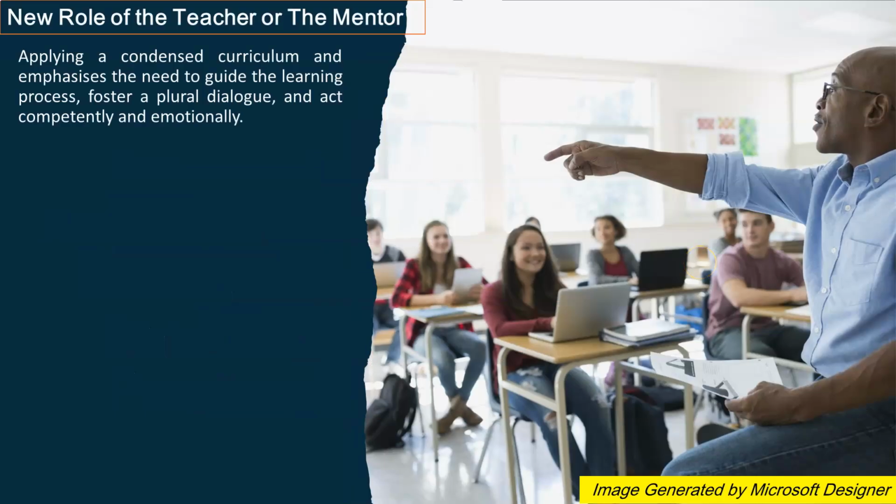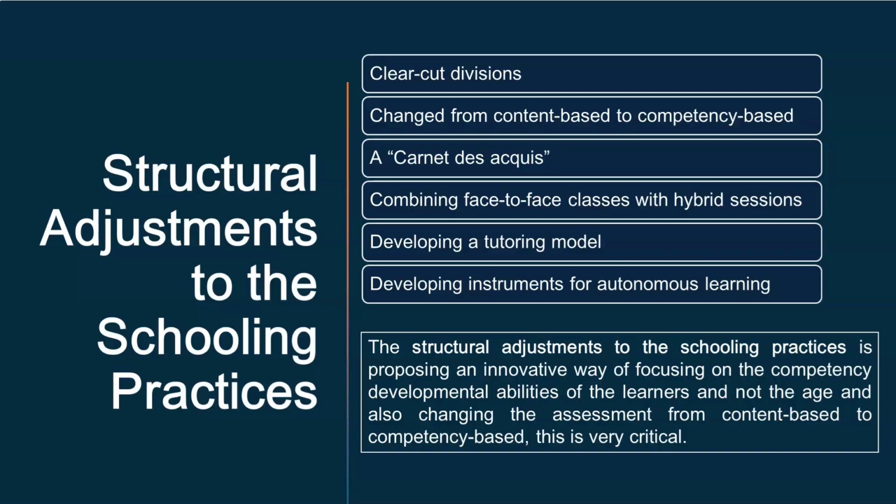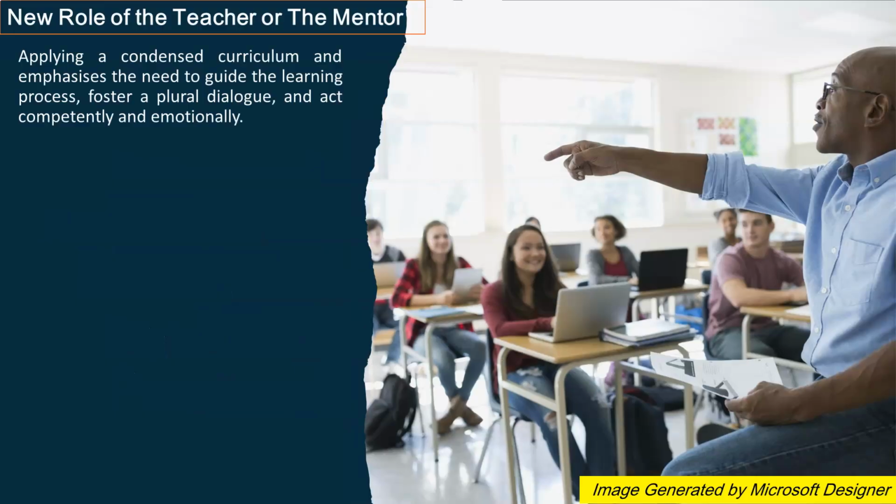The most important part of the suggestion is to introduce a tutoring model and instruments for autonomous learning through empowering students to develop self-learning skills. Let us now examine the new roles of the teacher or the mentor. This section discusses the new roles of the teacher and the mentor in applying a condensed curriculum and emphasizes the need to guide the learning process, foster a plural dialogue, and act competently and emotionally.